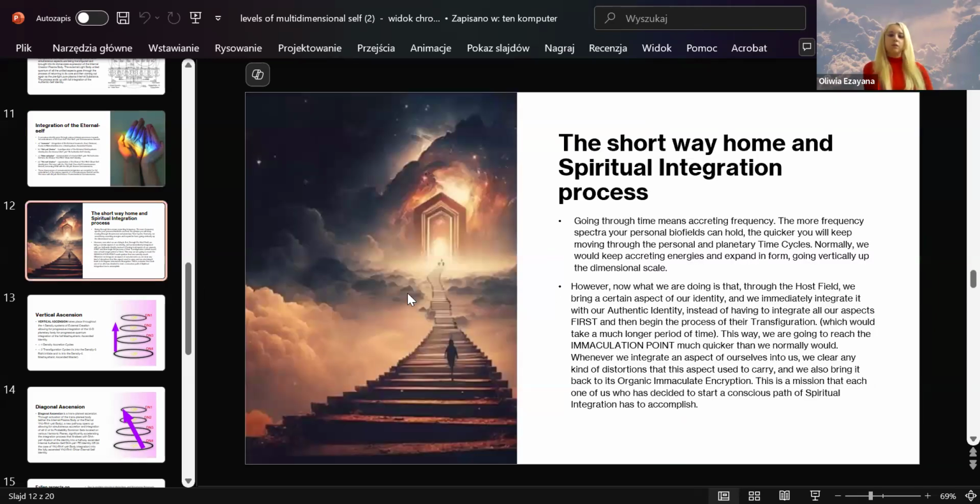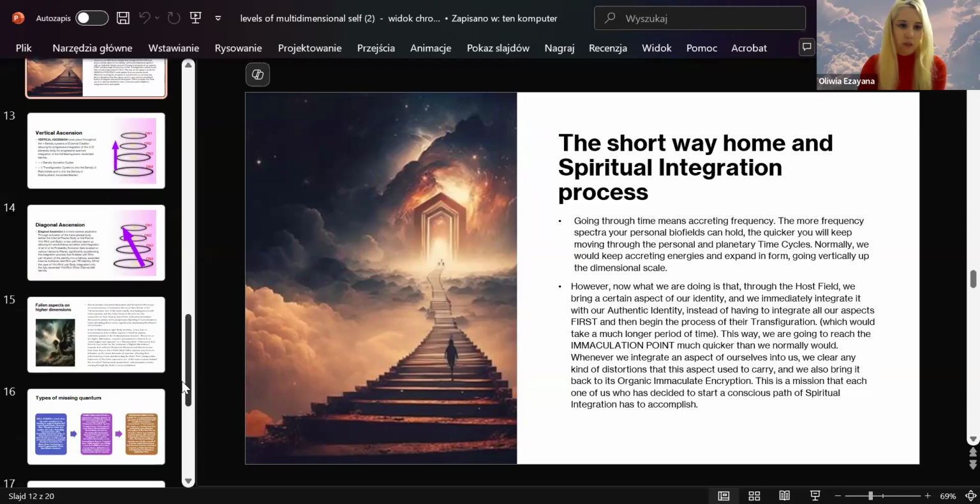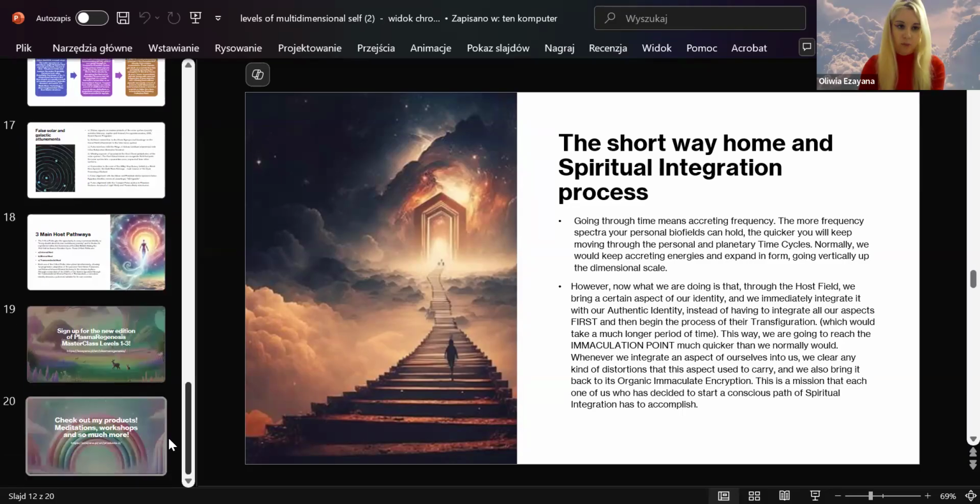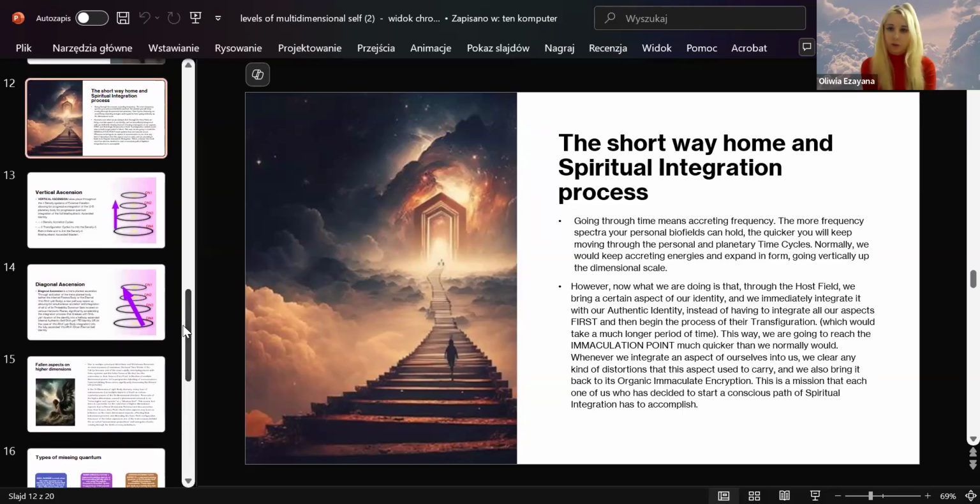So basically, it might feel like this process might take ages to actually complete, to be able to integrate so many aspects at the same time. But there is a faster way to do this, and this is the path of the host.